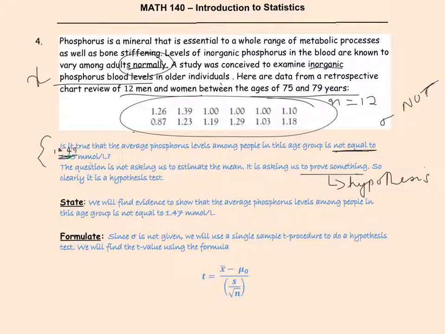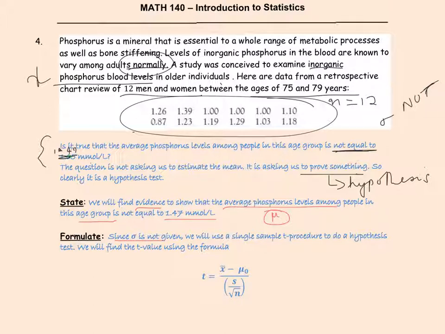So let's first make the statement, and the statement is, we will find evidence, because we're doing a hypothesis test, to show that the average phosphorus levels among people in this age group is not equal to 1.47 millimoles per liter. So we're making a complete statement, and the statement that we make is always proving something about the average of the population, which is mu. So we'll find evidence to show that mu in this age group is not equal to 1.47 millimoles per liter. So first we do a formulate.